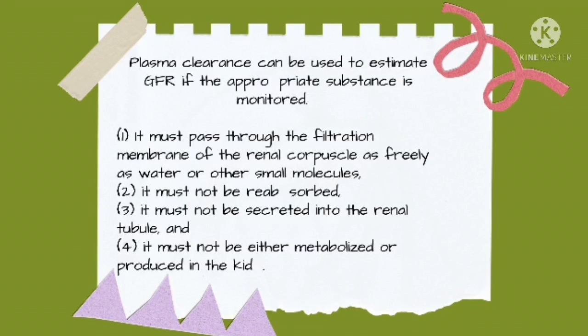The plasma clearance can be used to estimate the GFR, or the glomerular filtration rate, if the appropriate substance is monitored. So this substance must have the following four characteristics. First, it must pass through the filtration membrane of the renal corpuscle as freely as water or other small molecules. Second, it must not be reabsorbed. Third, it must not be secreted into the renal tubule. And fourth, it must not be either metabolized or produced in the kidneys.